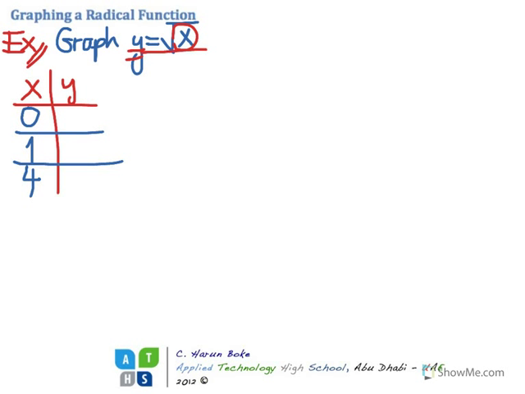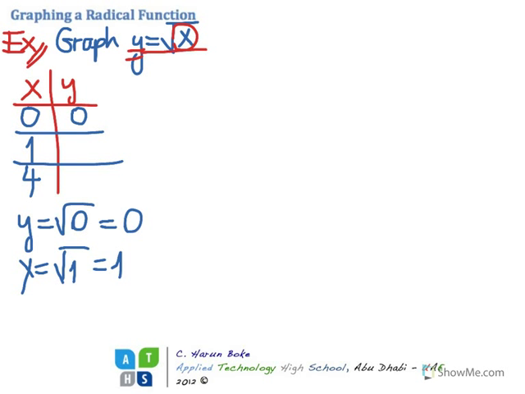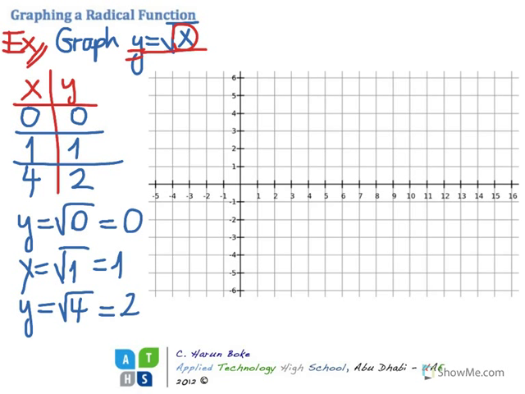Now for x is 0, y equals the square root of 0, which is 0. For x is 1, y equals square root of 1, which is 1. And for x is 4, y is square root of 4, which is 2. So if you want, you can find one more number, but 3 or 4 points are enough. Now let's plot these points on the coordinate plane.